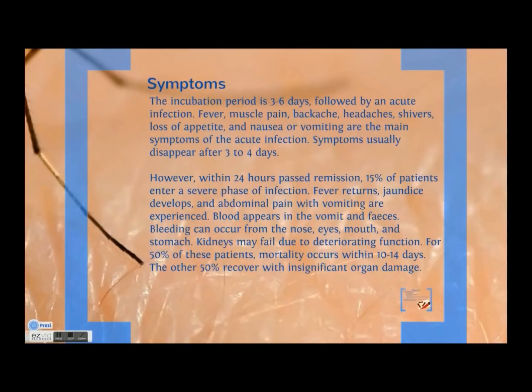Blood appears in the vomit and feces. Bleeding can occur from the nose, eyes, mouth, and stomach. Kidneys may fail due to deteriorating function. For 50% of these patients, mortality occurs within 10 to 14 days. The other 50% recover with insignificant organ damage.